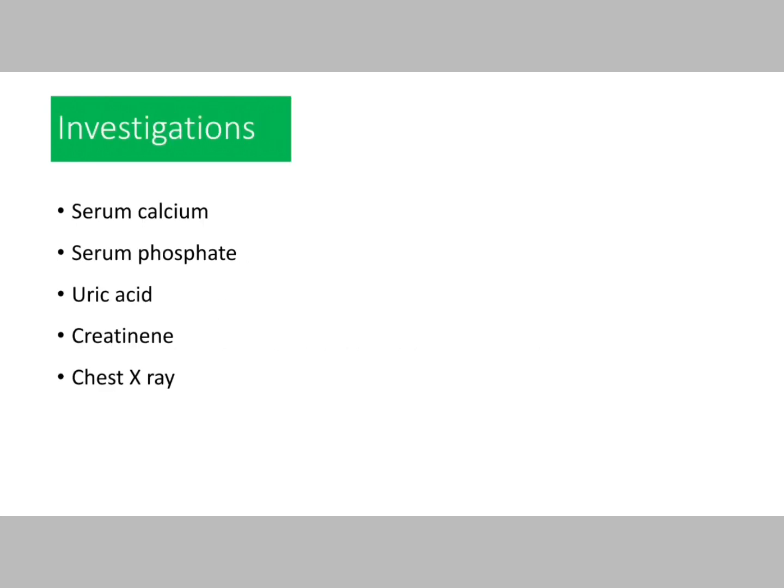Okay, now these are the investigations you need to send the patient for: serum calcium, serum phosphate, uric acid, creatinine, chest X-ray. Why chest X-ray? Suppose you suspect that the patient may have a systemic disorder like sarcoidosis or tuberculosis that can lead to uveitis, whose complication is band-shaped keratopathy. So that's why you can send the patient for chest X-ray also. And also I prefer to send the patient for serum calcium and serum phosphate, to see the level of calcium in the body.